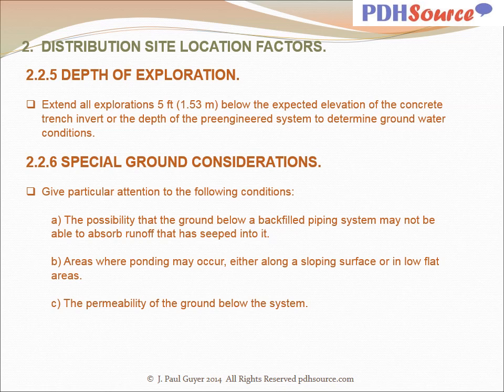Extend all explorations 5 feet below the expected elevation of the concrete trench invert or the depth of the pre-engineered system to determine groundwater conditions. Give particular attention to the following conditions: the possibility that the ground below a backfilled piping system may not be able to absorb runoff that is seeped into it, areas where ponding may occur either along a sloping surface or in low flat areas, and the permeability of the ground below the system.